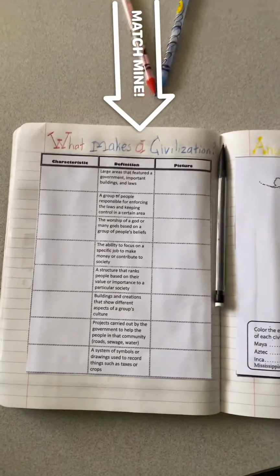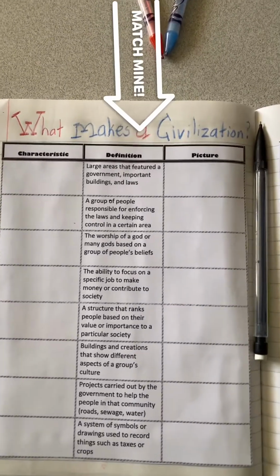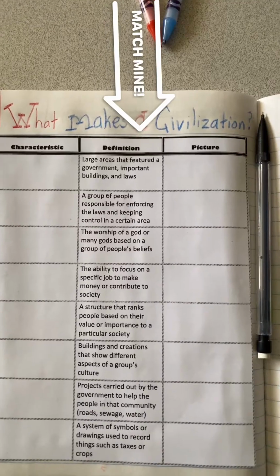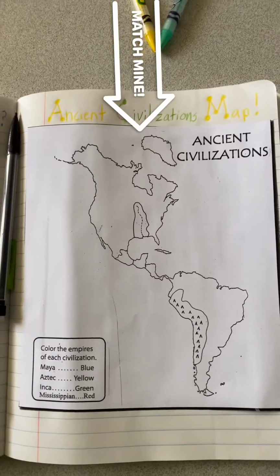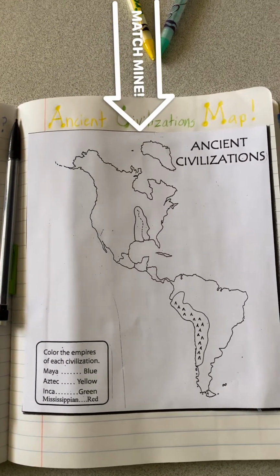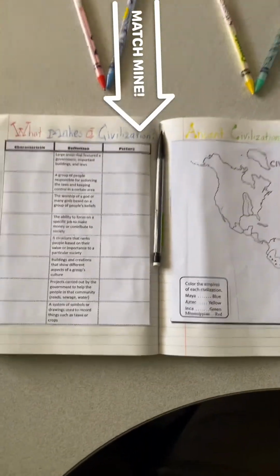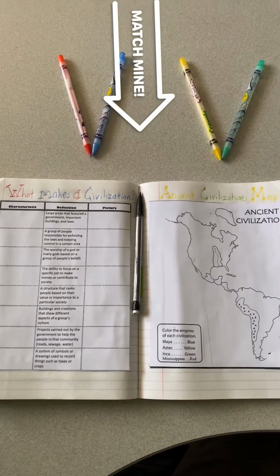Putting the ones with the characteristics on the left-hand side, make sure that you put a title at the top, What Makes a Civilization? Then, once you've got that one glued in, make sure that you glue in the map and put a title at the top calling it Ancient Civilizations Map. So please make sure that your next 2 pages look just like this.